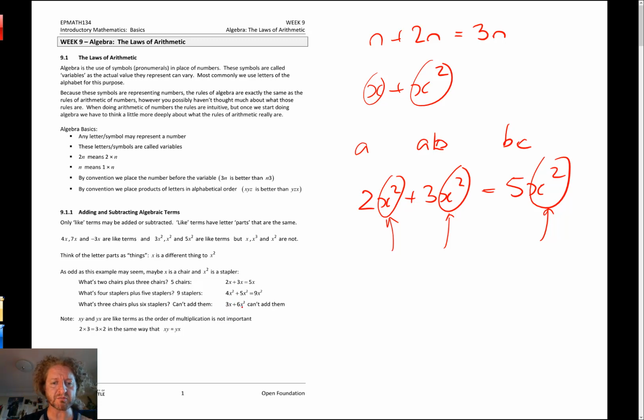Then someone says, what's 3x plus 6x squared? And I go, well, there's nothing I can do with that. What's 3 chairs plus 6 staplers? I can't add these 2 things. Chairs and staplers don't add.